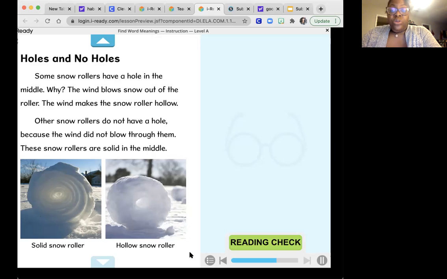Below, we see two text features known as photographs. Below that, we see the two text features called captions. The caption of the first photograph reads, solid snow roller, and the second caption reads, hollow snow roller. Let's check our reading.